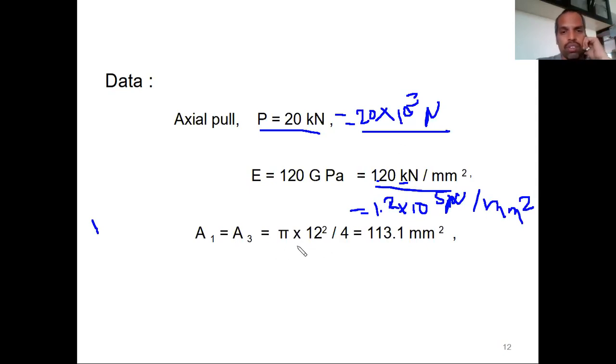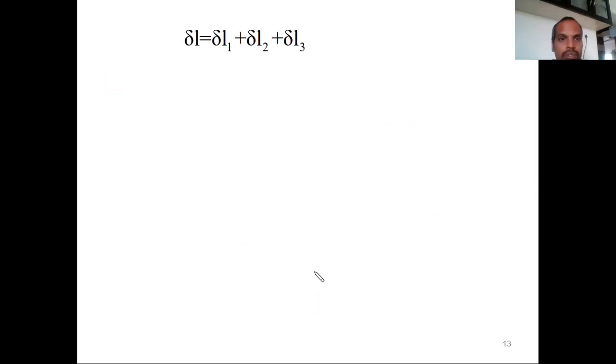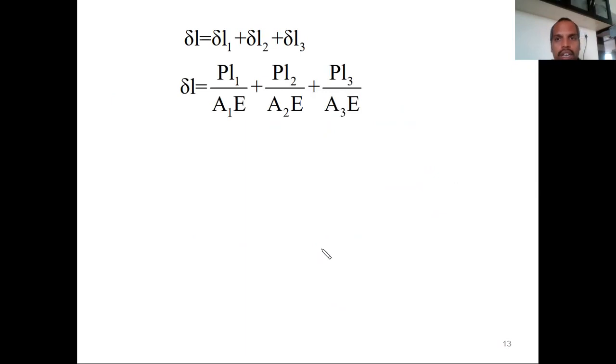So A1 equals A3 equals pi by 4 d square, where d is the diameter, and A2 is equal to pi by 4 into 10 square. Right? The middle portion has a diameter of 10 and the two outer portions have a diameter of 12. So delta L, the total elongation, is equal to delta L1 plus delta L2 plus delta L3.